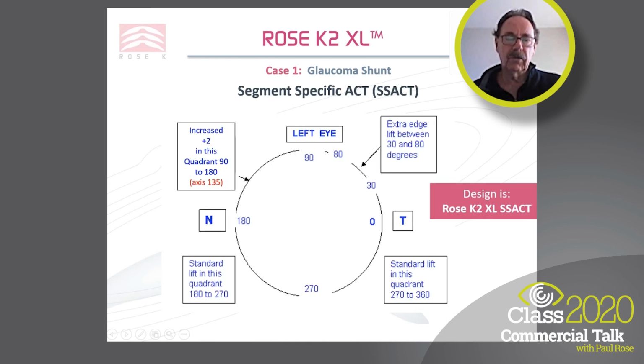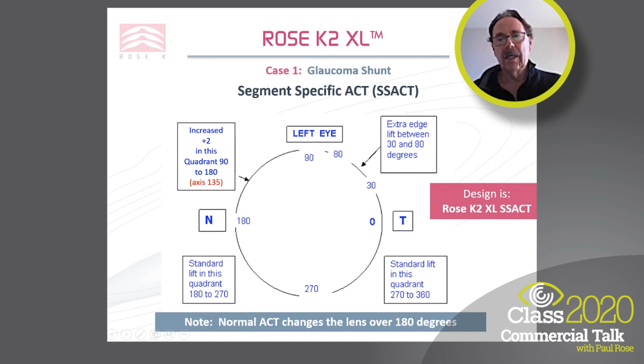So the practitioner who fitted this said to me, can I design a lens which has lift off in the area of the bleb and has different areas of lift around the clock? So that's what I did. I designed a lens that had extra lift in this area. It's called a segment-specific ACT lens.